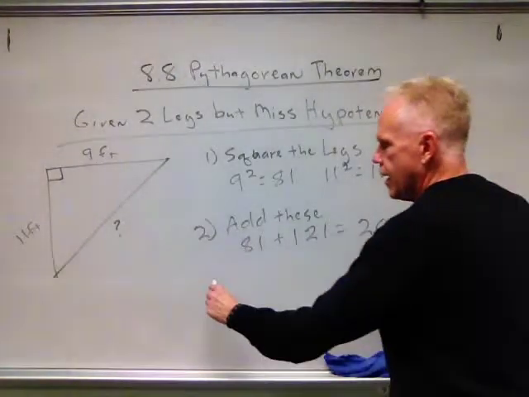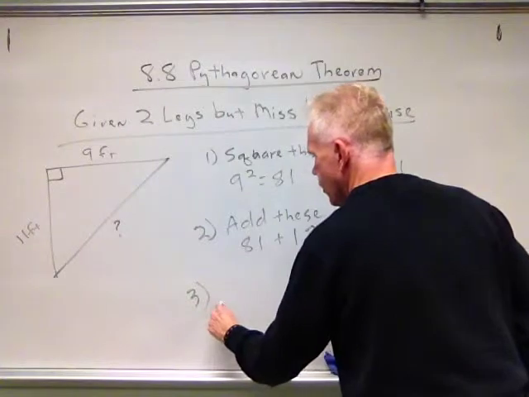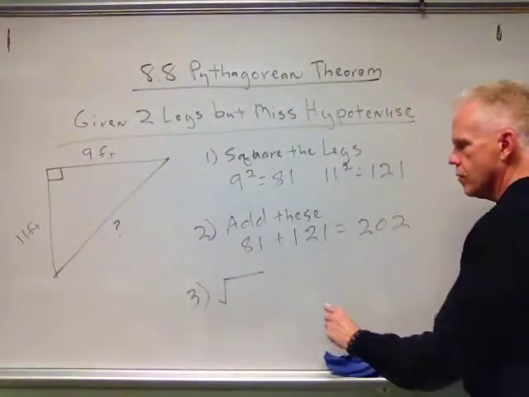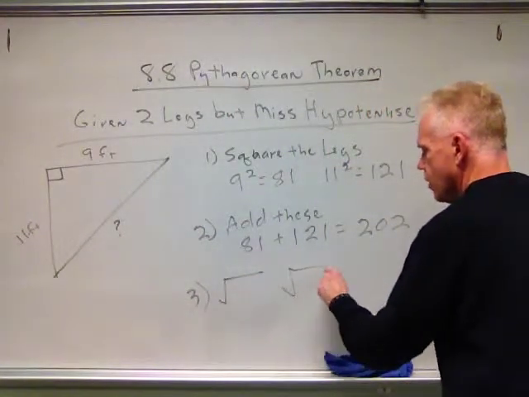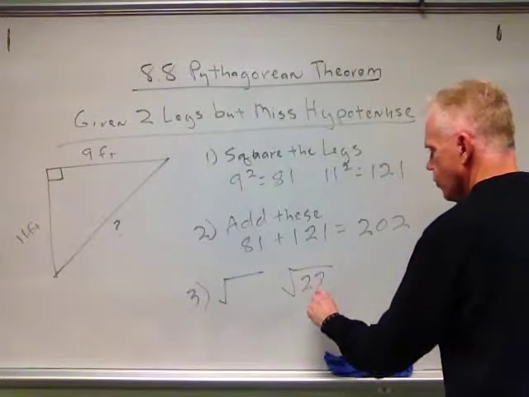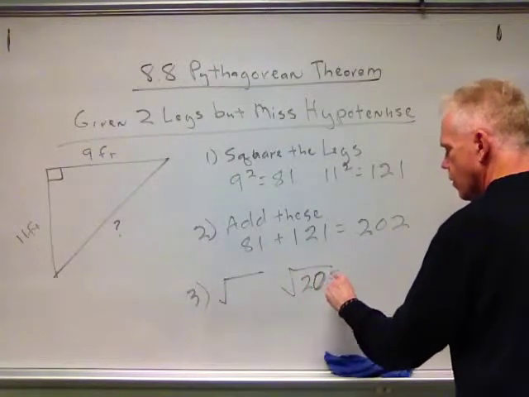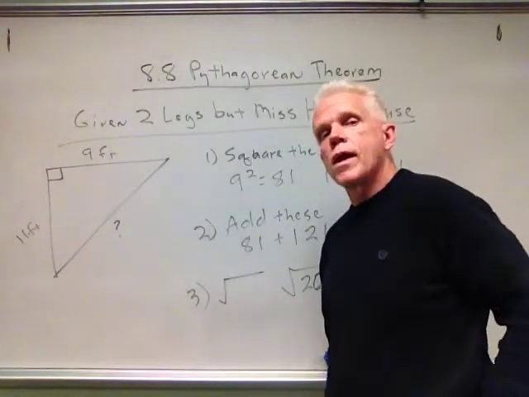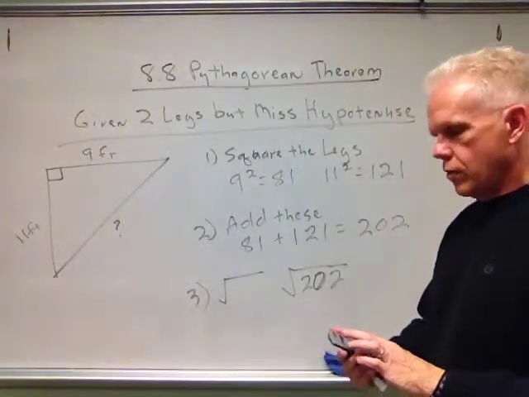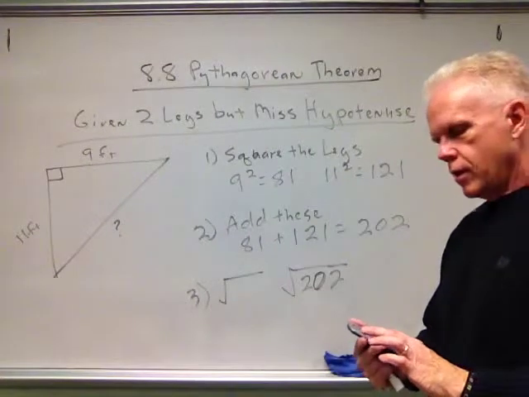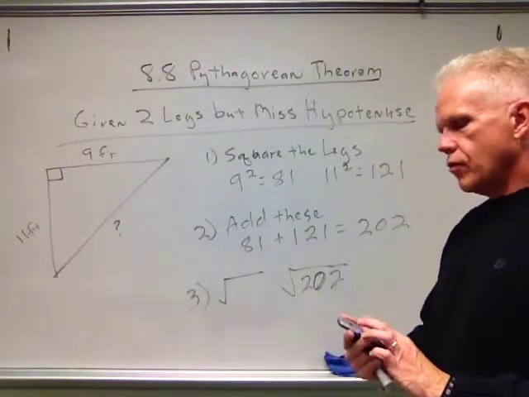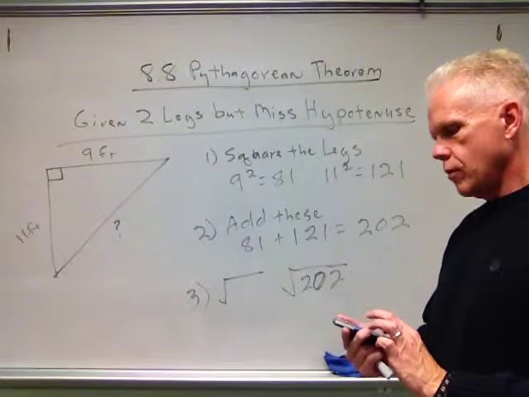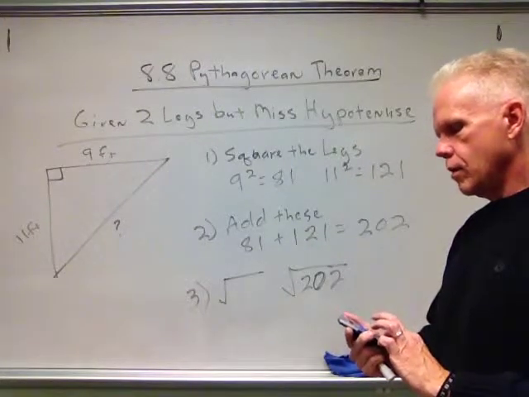And our last step is square root. So we're going to take the square root of 202. Ooh, I think I'm going to need my calculator for that. Now don't forget to round these off when you do it at whatever place the computer asks you to round it off.